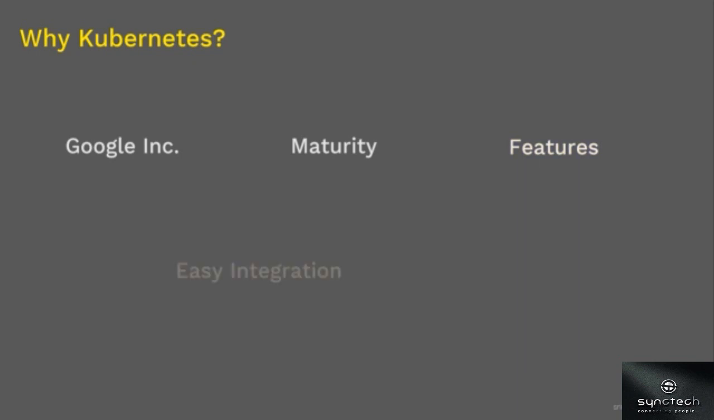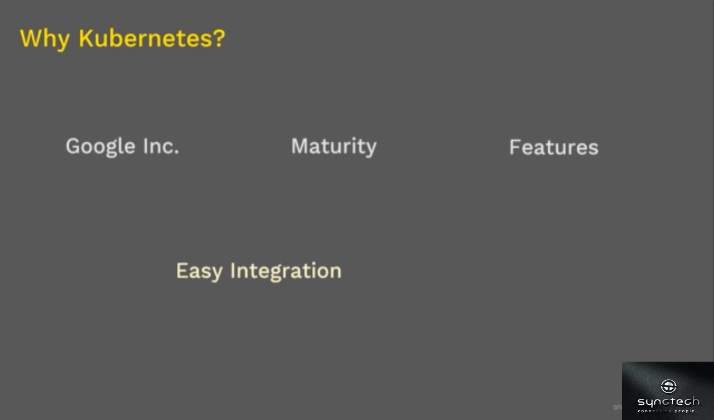Next, it is easy to integrate. Kubernetes has a modular API which allows you to integrate with any third-party tools without much effort. In fact, there are companies who have built solutions on top of Kubernetes, such as Red Hat OpenShift and Rancher.